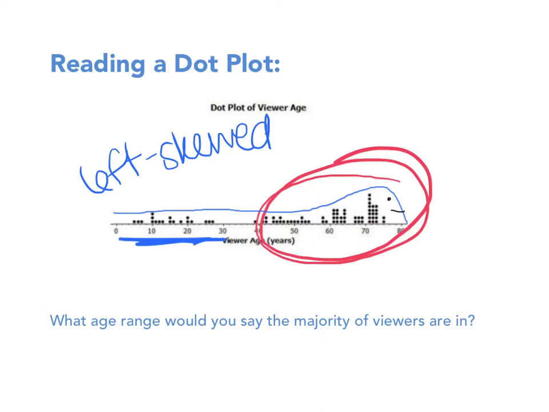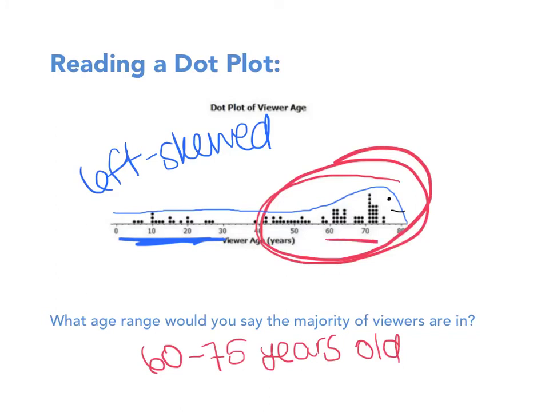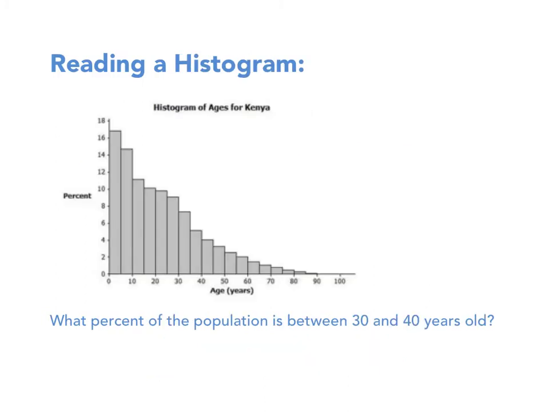So it looks like there's about 9 people who are 71 years old who are watching the show, and it looks like the majority of people watching this show are between 60 and 75 years old. If you said 60 and 70, that wouldn't be wrong. If you said 65 to 75, that wouldn't be wrong either. But you're looking at the range, and I say that range right there is the age range that most viewers are in. Okay, reading a histogram is just another way of organizing data.